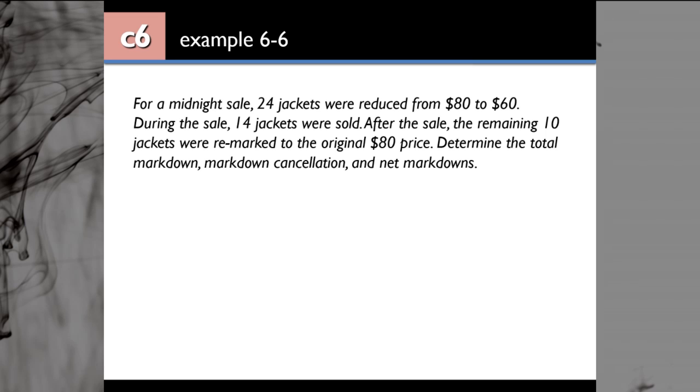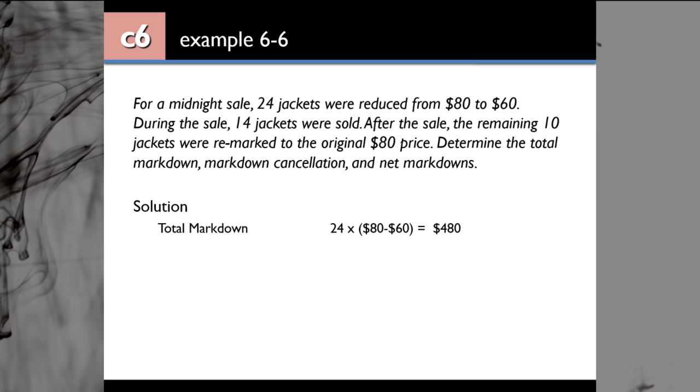So let's see. What is the total markdown dollar? You have to think about how many jackets were marked down. You see that 24 jackets, and the markdown dollar for each jacket was $80 to $60. So $20 was the dollar markdown, and you multiply this dollar markdown by 24 jackets. So 24 multiplied by the dollar markdown, which is $20, gives you 480 as the total markdown.